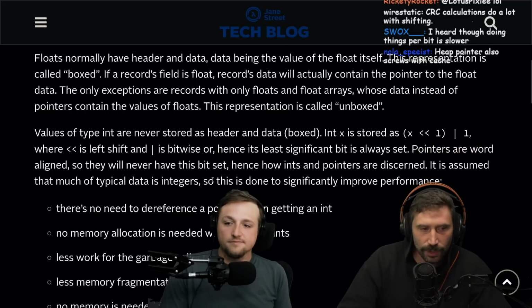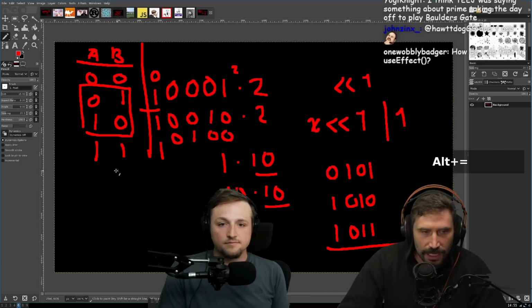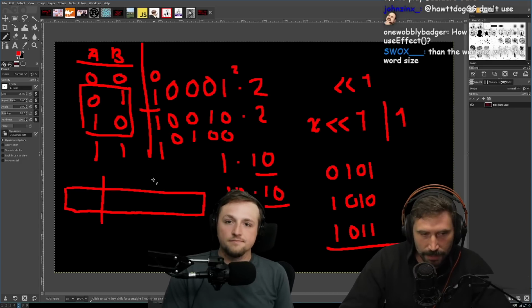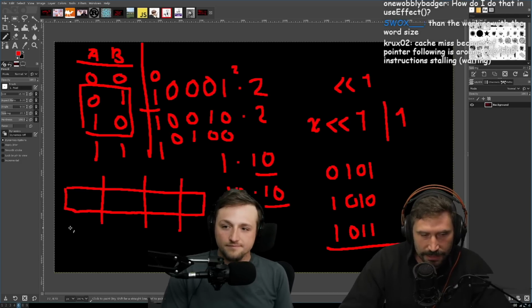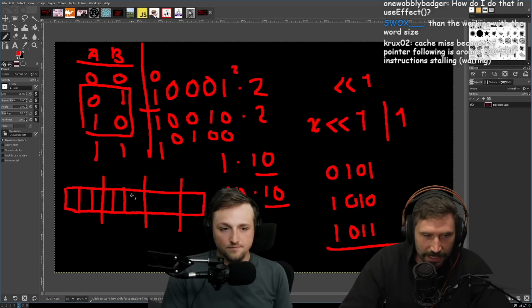Yeah. Pointers are word aligned, so they'll never have this bit set. Hence how ints and pointers are discerned. Word aligned, for those that don't know, let's say you had a big block of memory and you're on a 64-bit system, or really any bit system. Some people can take this at the 8-bit boundary, depending on where you're at. So a 64-bit boundary would be an easy one to do.